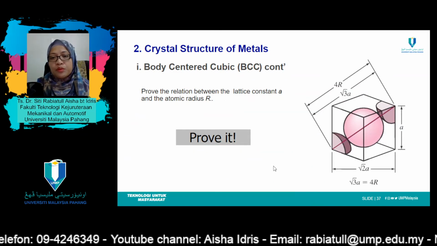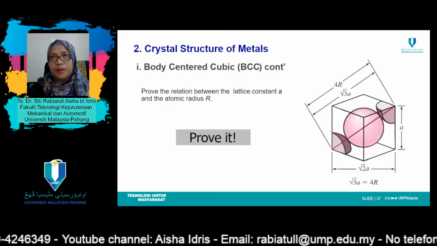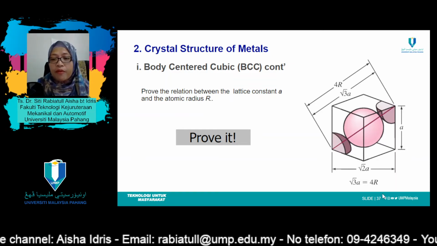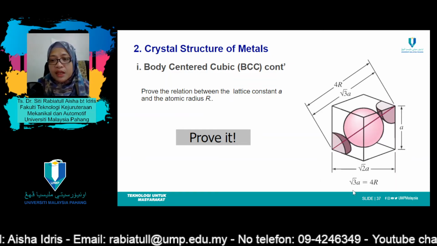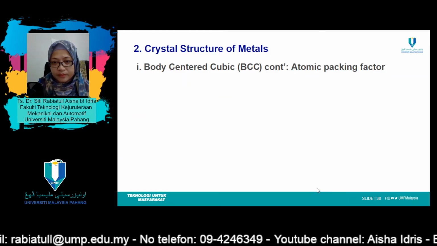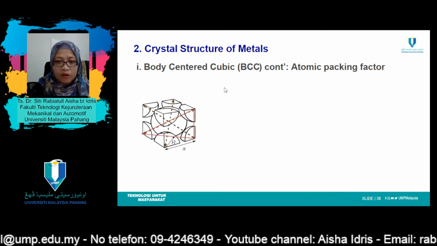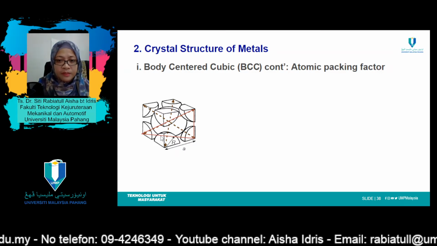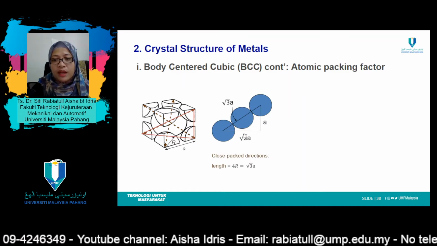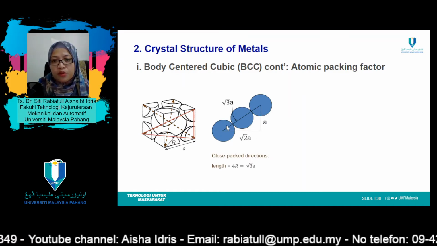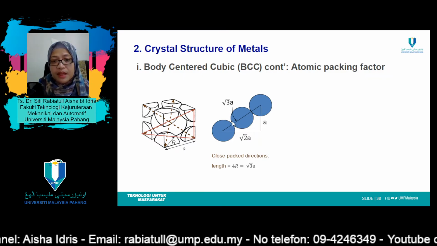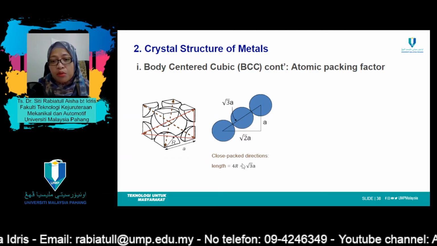Now we have to calculate the atomic packing factor, APF. However, in order to calculate the APF, we need to find the relation between a and the radius. Okay, this is the BCC crystal structure. If you notice the triangle over here, you need to find this hypotenuse, because this hypotenuse actually equals 4r.